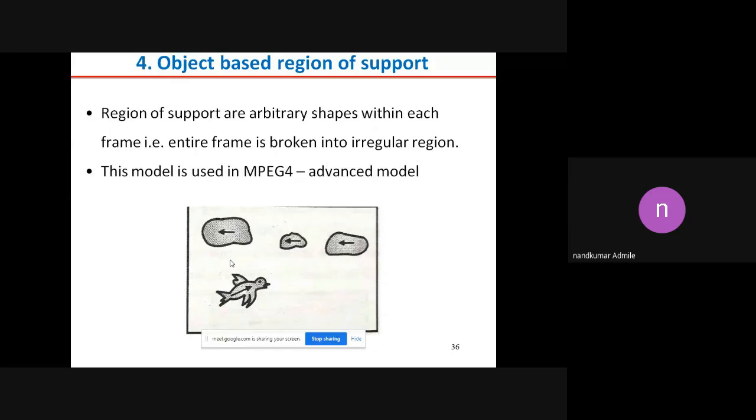So basically why do we use this region of support? In order to detect the motion we have to consider the various pixel positions. Depending on these four types we can detect a motion, we can detect the pixel position. It might be the entire frame or it might be some part of the frame.